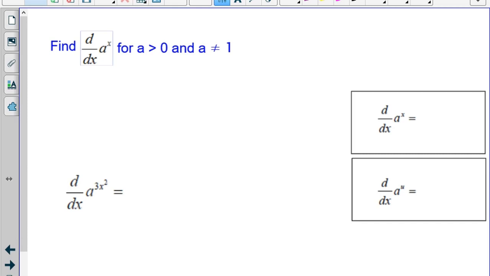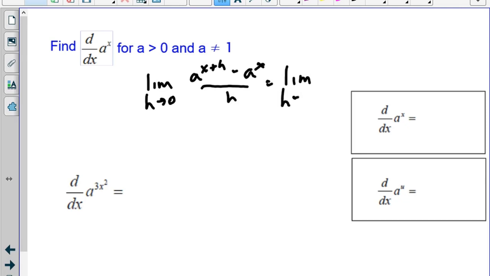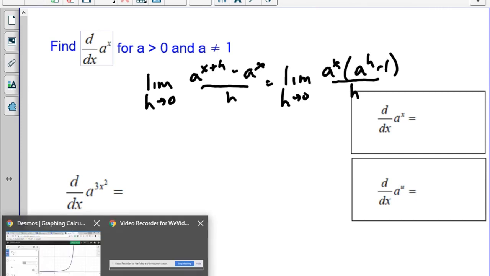Now we're going to find the derivative with respect to x of a to the x, for a greater than 0 and a not equal to 1. So real quick, we'll do another limit definition of this. So this ends up being the limit as h approaches 0 of a to the x plus h minus a to the x all over h. We get the exact same algebra that we had with the e. So the limit as h approaches 0 of a to the x times a to the h minus 1 all over h. And now our job is to figure out what goes on there.